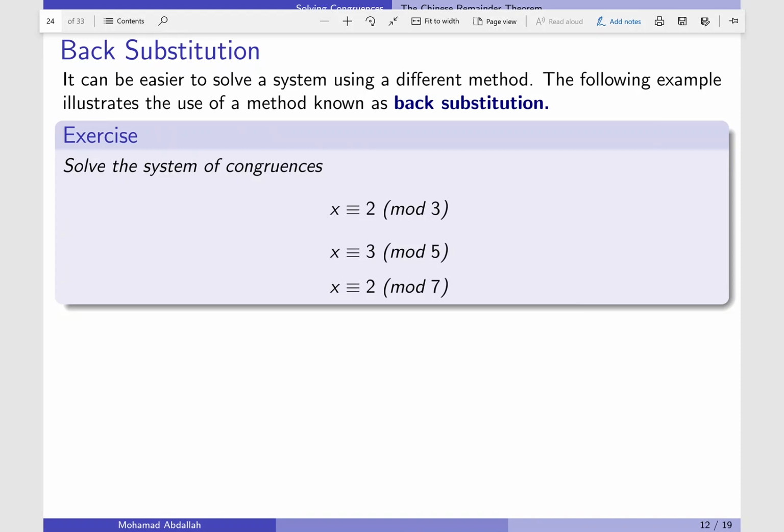Now, there's another approach to solve this. This is another method that you can use. You can consider it as an alternative method to the previous one. So I'm considering the same system because I know its answer, and I want to show you how I can find its solution using a method called back substitution.